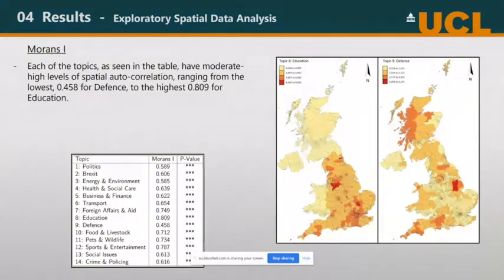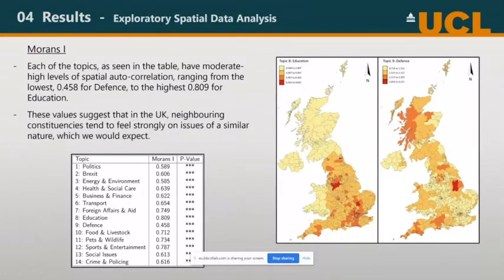So just quickly going over some of the exploratory spatial data analysis, each of the topics, as you can see in the table, have moderate to high levels of spatial autocorrelation, and you'd expect that from petitions. Generally, we've got quite a lot of low and high clusters for all of the topics. These two in particular were the highest and the lowest, defence on your right, and education on the left. You can see even with the lowest level of autocorrelation at 0.458, you can still see those spatial relationships between constituencies for petitions of the same nature.